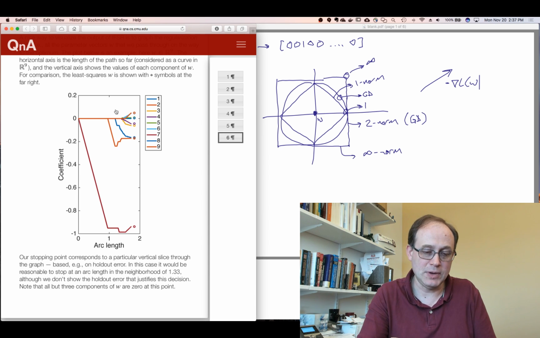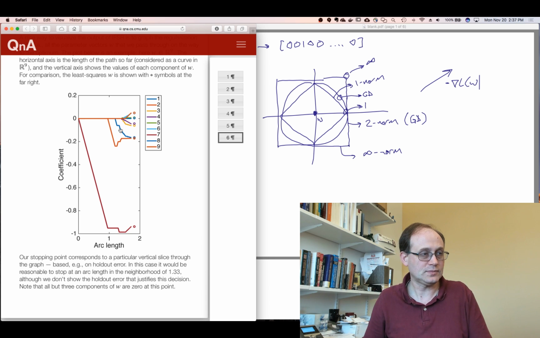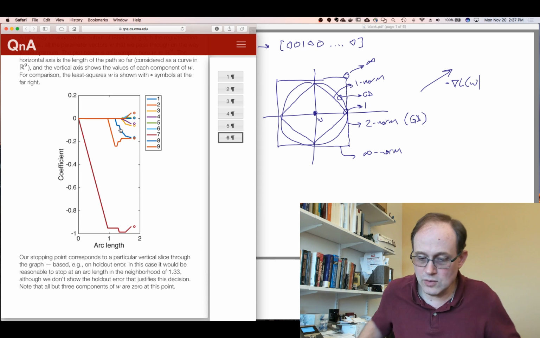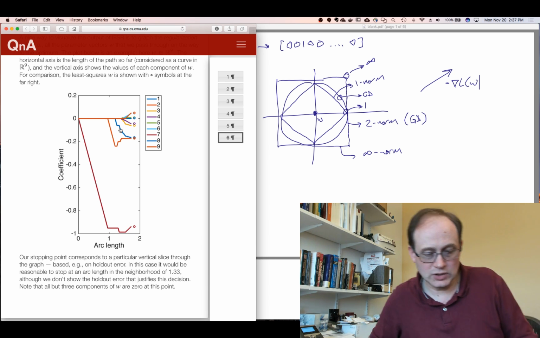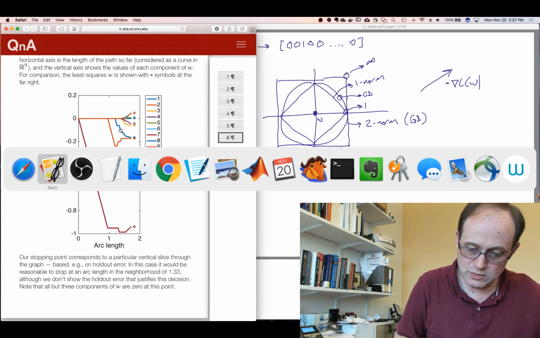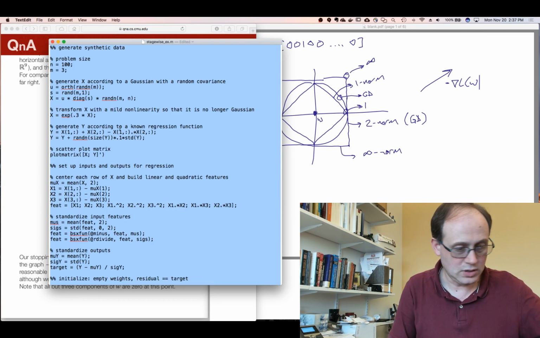So we stop at some vertical slice here, maybe we pick here, where only a few of the parameters, let's say 3 of them, have moved away from 0. All right, so let's do a movie. Actually, before we do the movie, let's look at the code.